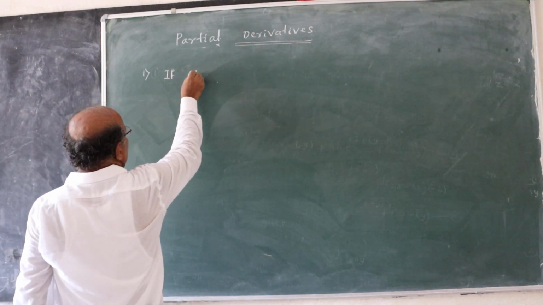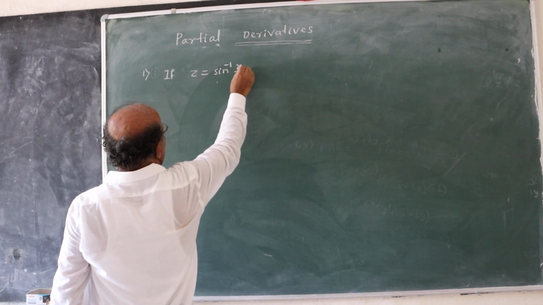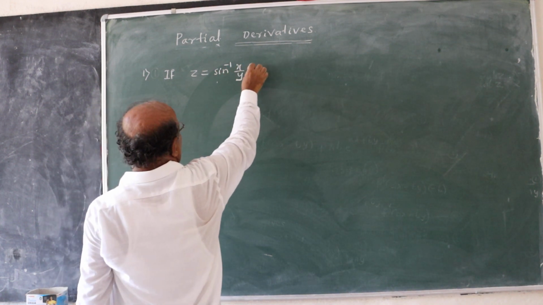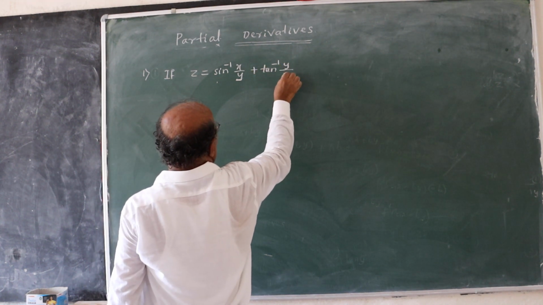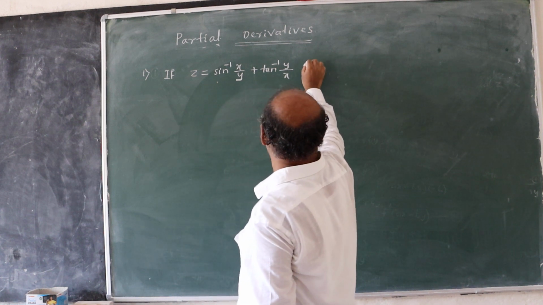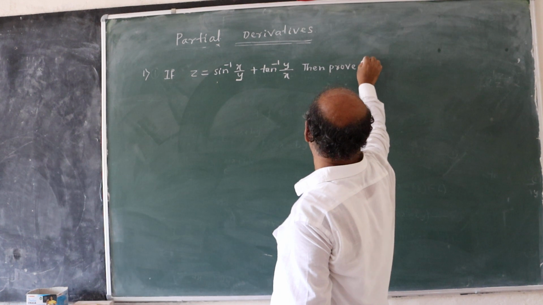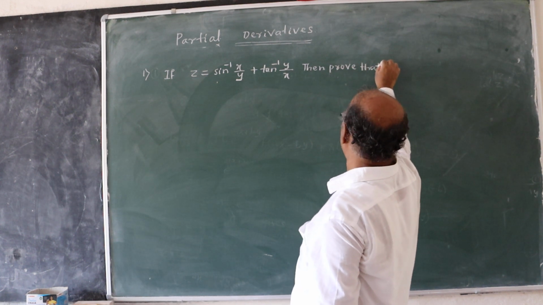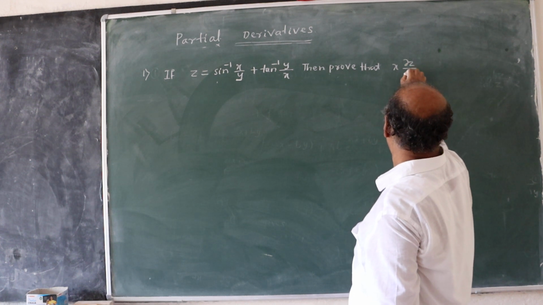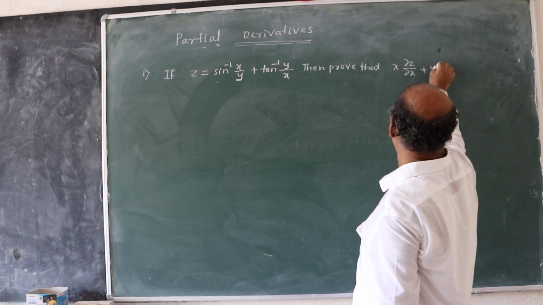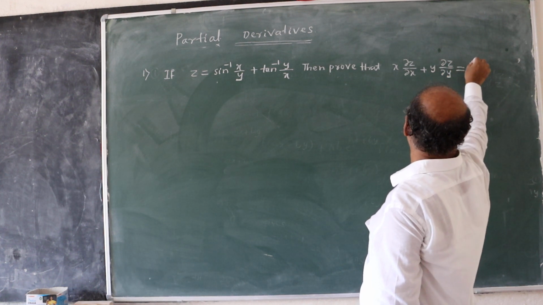If z is equal to inverse of sine x by y plus inverse of tan y by x, prove that x dou z by dou x plus y dou z by dou y is equal to 1.